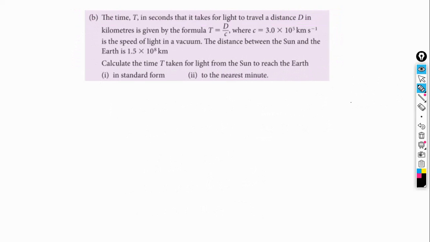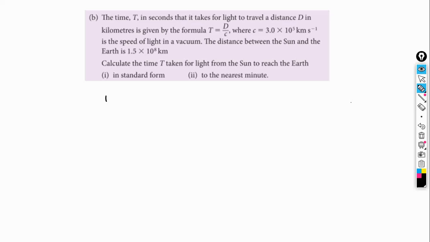So now we go to part B, and it says the time t in seconds that it takes for light to travel a distance d in kilometers is given by the formula T equals D over C, where C is the speed of light, 3 times 10 to the power of 5 kilometers per second. The distance between the sun and the earth is 1.5 times 10 to the power of 8 kilometers. Calculate the time t taken for light from the sun to reach the earth, 1 in standard form and 2 to the nearest minute.